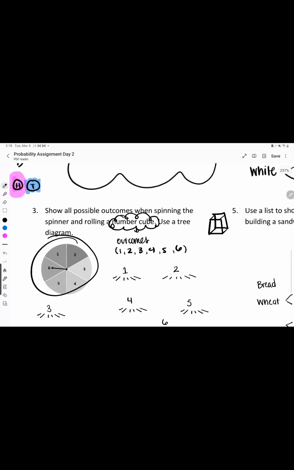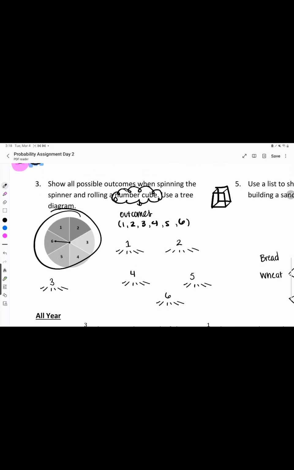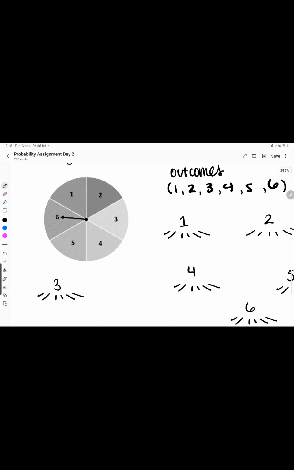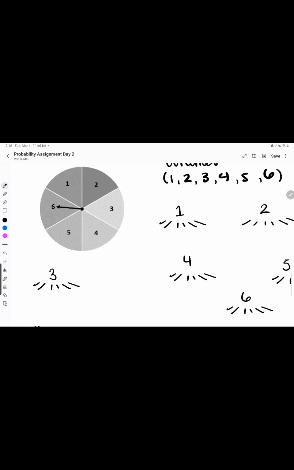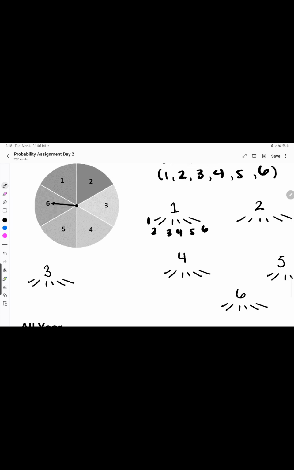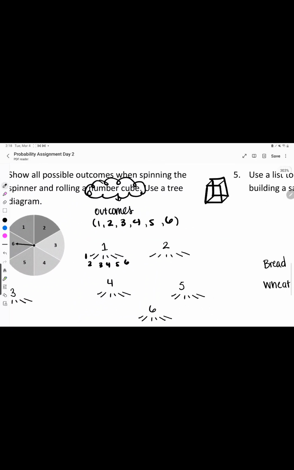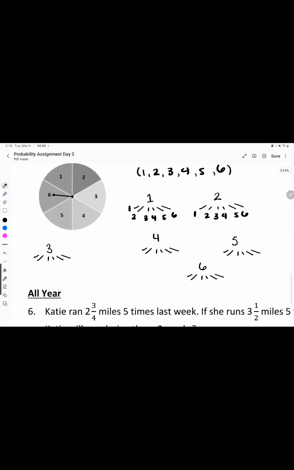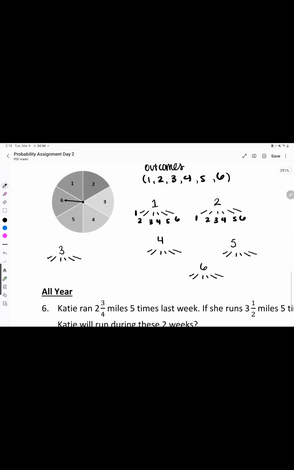Well, let's say you roll a dice and you get a 1. After that, I spin my spinner, and there are 6 total different options here. I can get all 6 whenever I spin that spinner. So let's say I get a 1 when I roll the dice. I can still spin a 1, a 2, a 3, a 4, a 5, or a 6. Or let's say I roll a 2. I can still get a 1, a 2, a 3, a 4, a 5, or a 6. So I want you to finish this out. What do you get?